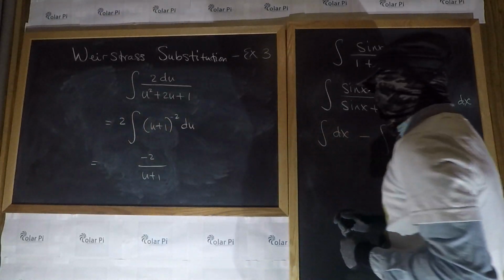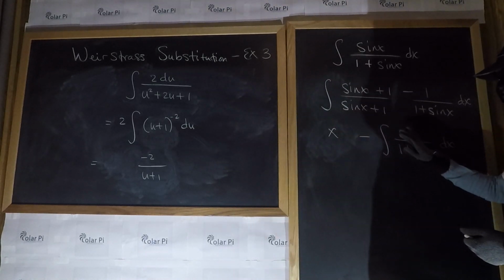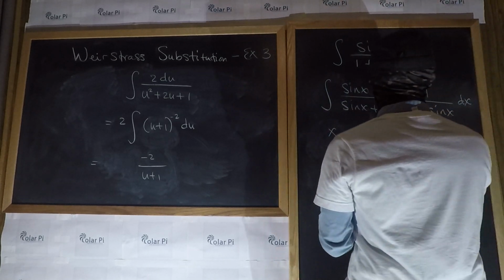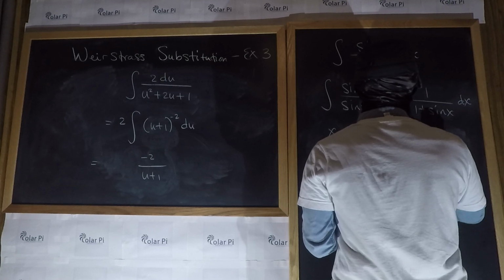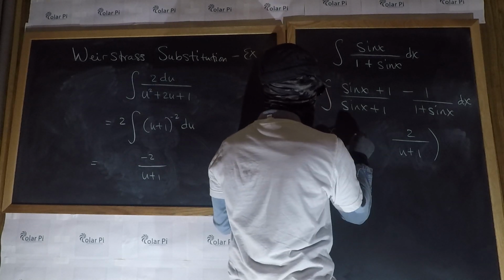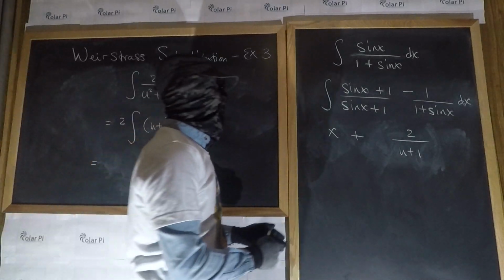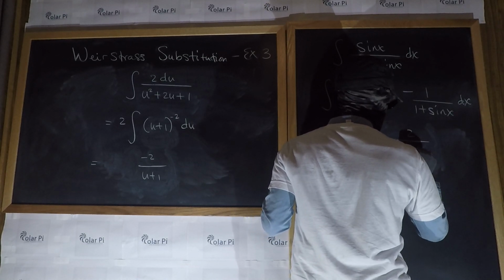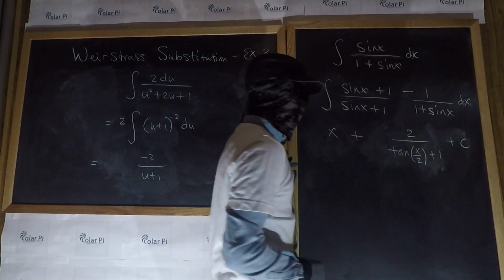So first, the integral of dx is just x, right? And then next, we just found out that this integral here that I just erased is the same as negative 2 over u plus 1, right? Okay. But then we see that this is the same as plus, right? But u, I erased it, is tan of x over 2. So tan of x over 2 plus 1, and then plus C, and done.